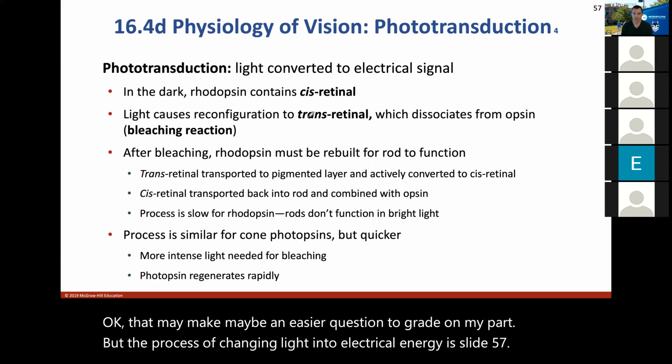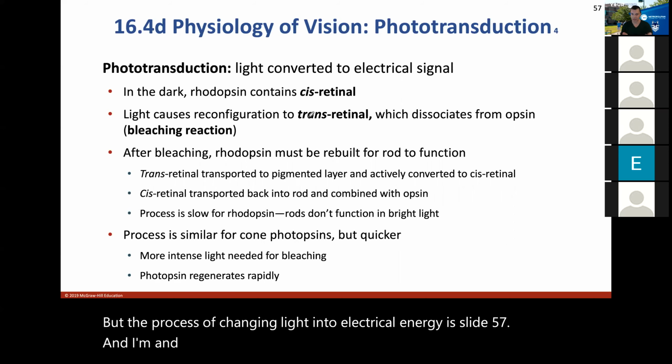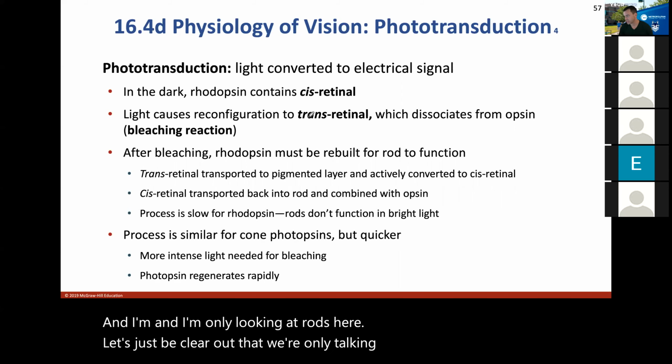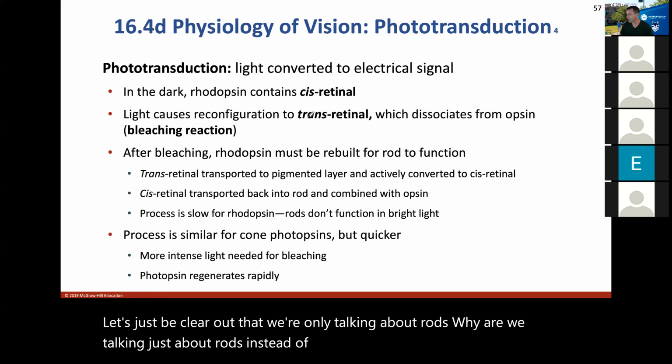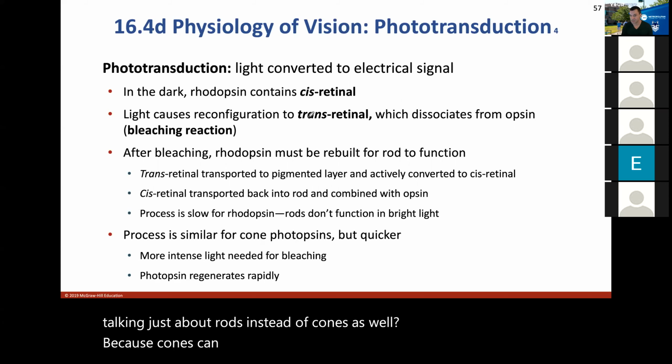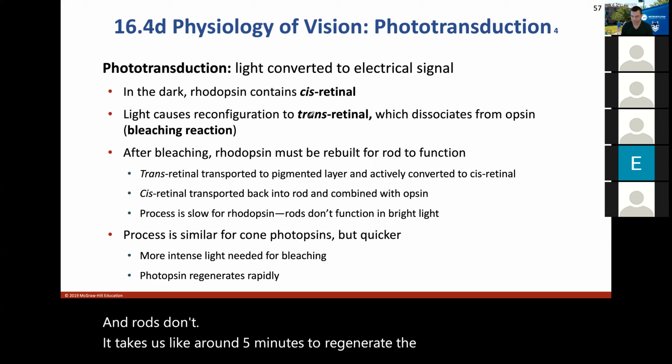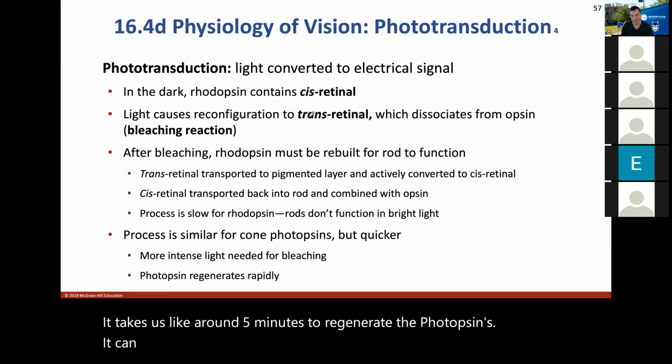And I'm only looking at rods here. Let's just be clear on that. We're only talking about rods. Why are we talking just about rods instead of cones as well? Because cones can regenerate really, really fast and rods don't. It takes us around 5 minutes to regenerate the photopsins. It can take upwards of a half hour for rhodopsin to regenerate.